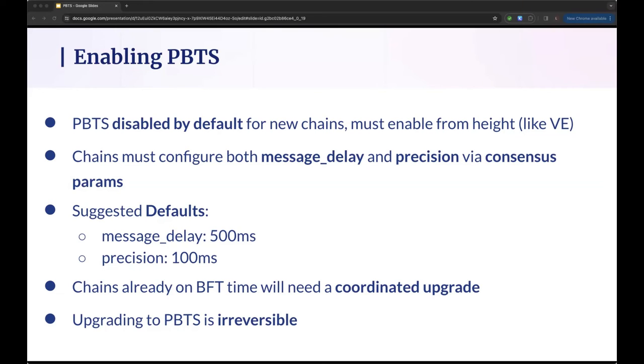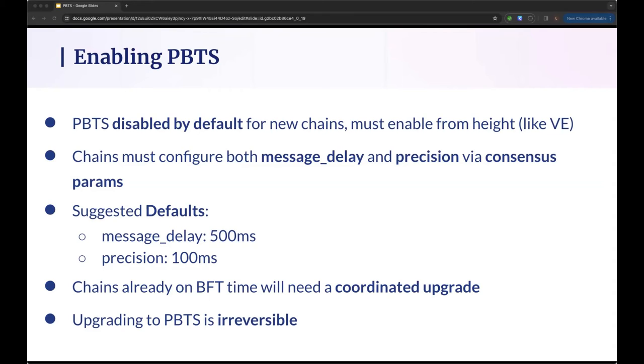Okay. So I think it would be reversible, but only via a hard fork of the application, compacting the state. Because it's part of the validation rules and going from PBTS back to BFT time is not supported, you have to have that step, like a non-resetting upgrade.